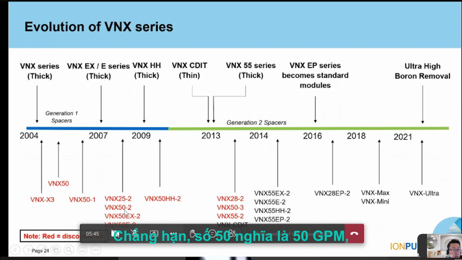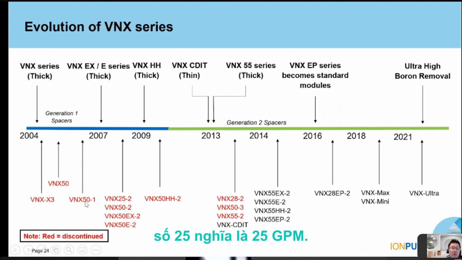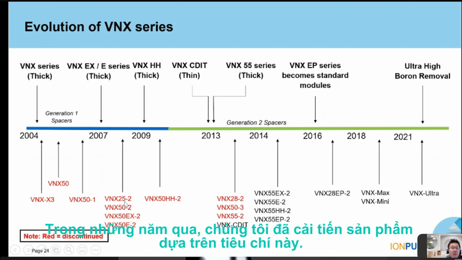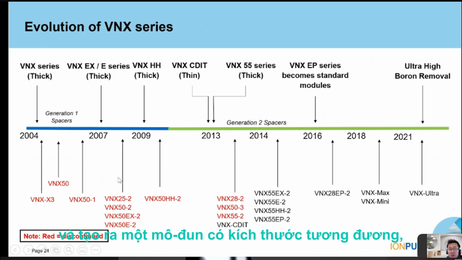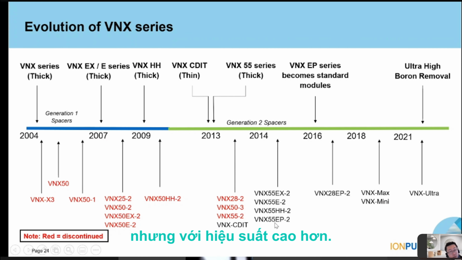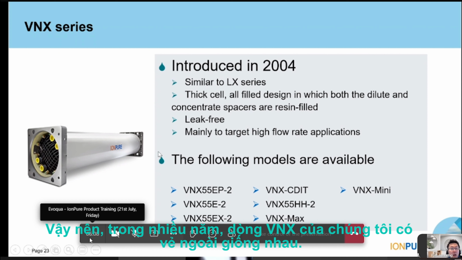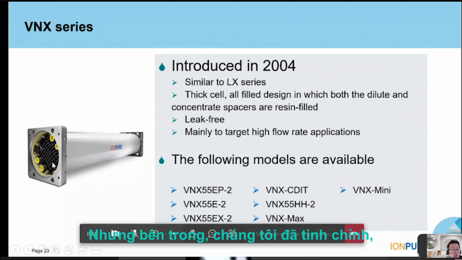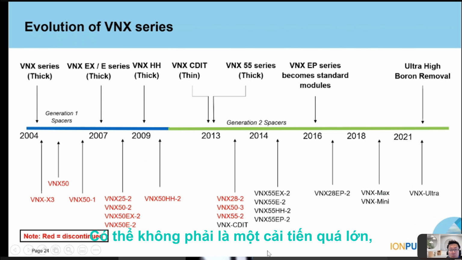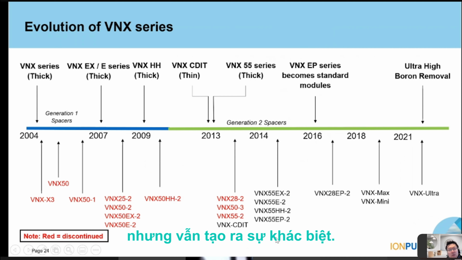If you focus on the number, if it's 50, it stands for 50 GPM. If it's 25, it stands for 25 GPM. Over the years we made improvements to the spacers, and we came out with one that has exactly the same footprint. Throughout the years, all of our VNX looks like the same housing. In the same housing, we tweaked and improved it from 50 GPM to 55, so there is an extra 5 GPM. That is not a lot of improvement.